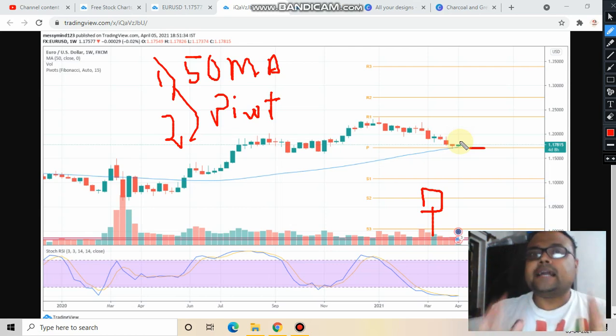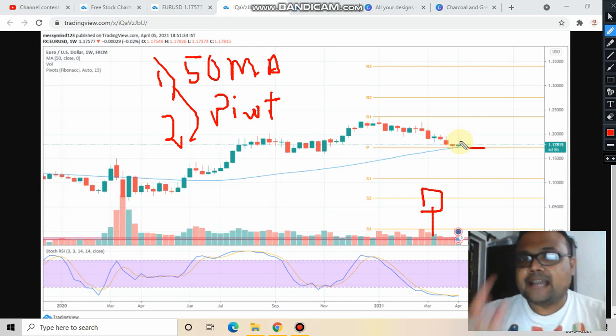Yes, these kinds of supports are not visible in our usual chart because we hardly go for multi-time analysis. But we all know that big players like the banks and the hedge funds trade on the higher time frame, and we cannot ignore the higher time frame.